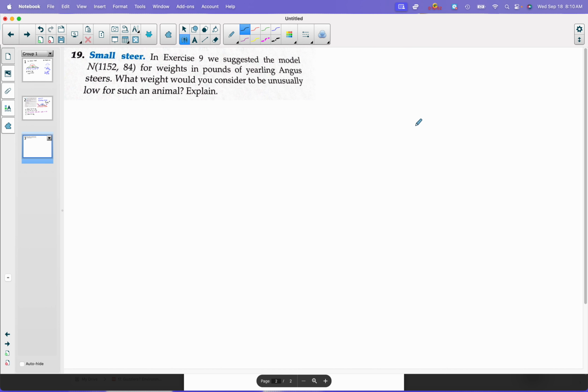So on this next example, and I know we didn't do exercise 9, but this is talking about weights of yearling Angus steers. Notice they tell you that it's a normal model with a mean of 1,152 pounds and a standard deviation of 84 pounds. And then they ask you, what would you consider to be unusually low for such an animal?